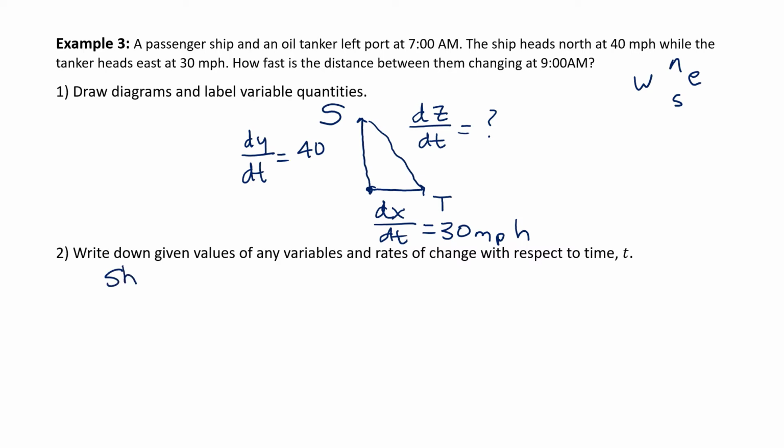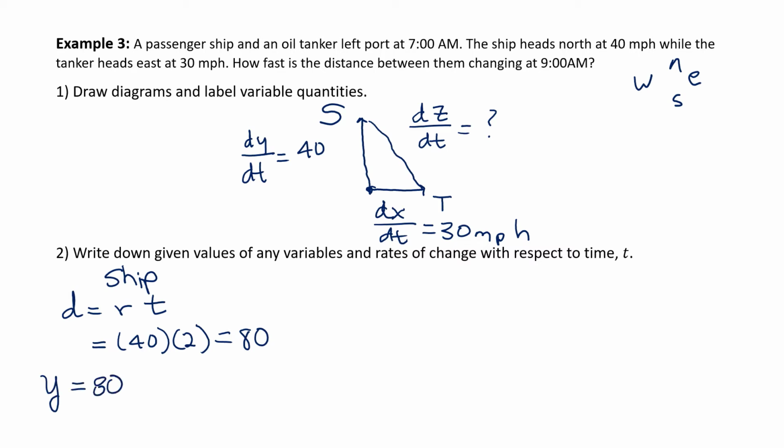For the ship, let's use the uniform distance formula. That's distance equals rate times time to get the distance 2 hours later. So that ship is traveling 40 miles per hour. 2 hours later, it's gone 80 miles. So the vertical distance would be 80. y equals 80.